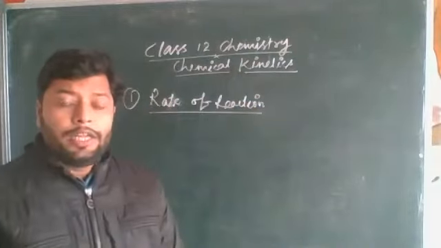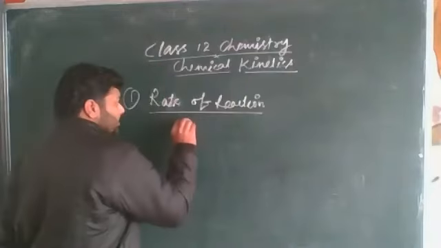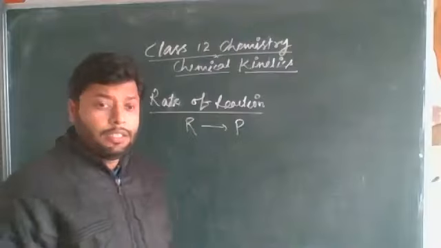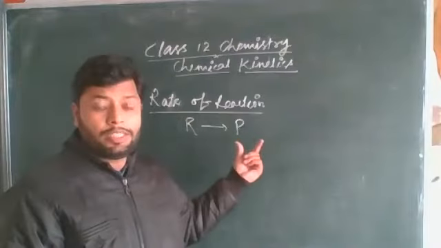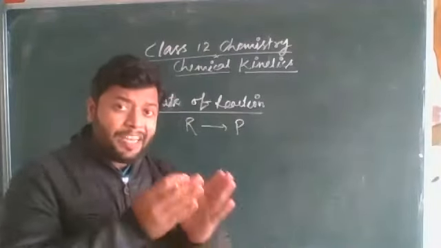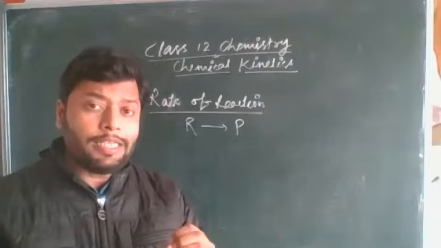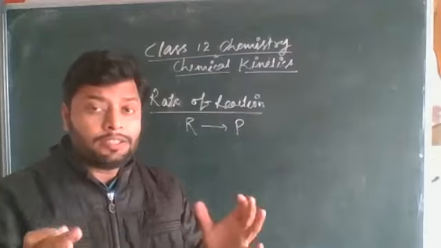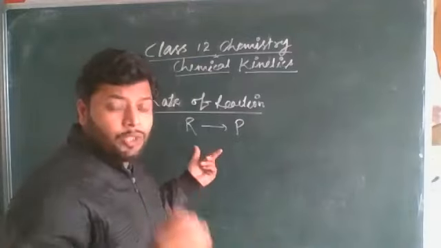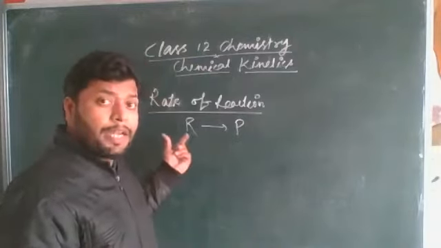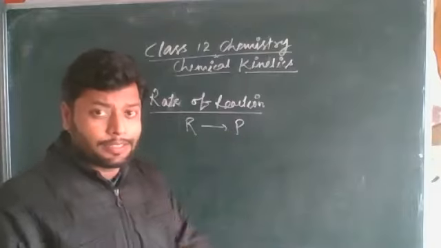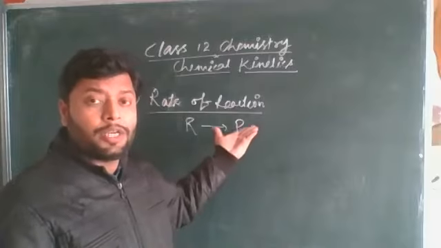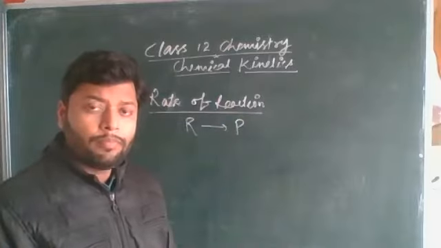The rate of reaction, students, for any given reaction. Suppose I'm just taking a general reaction, R stands for reactants and P stands for product. At the very beginning, when we take the reactants at a certain time interval, in a given medium and concentration, with the passage of time the concentration of reactants is consumed, meaning it decreases, and in the same time interval the concentration of product increases.